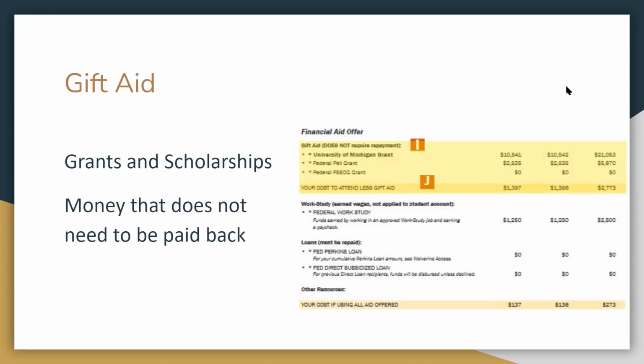The first part of your financial aid offer will usually be gift aid. Gift aid comprises grants and scholarships, and it's money that you don't have to pay back after you graduate. Getting a lot of gift aid means that you can bring down the cost of college and not have to worry about repayment like the other forms of financial aid.